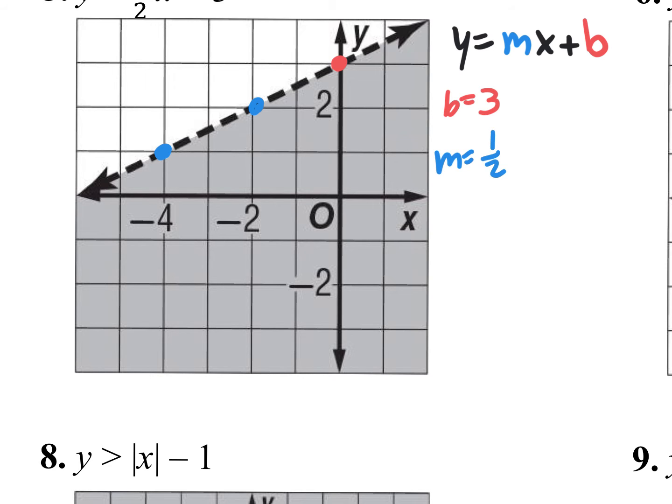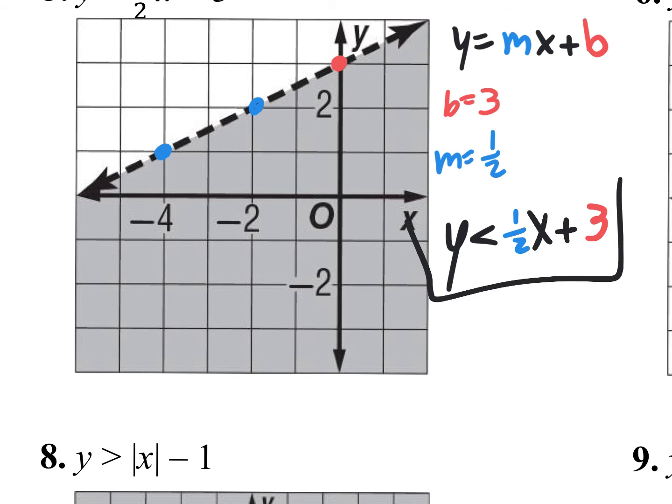So let's write this inequality. y, obviously it's not equals, it's an area. So am I going to write greater than, less than? It's going to be less than, right? Because it's shaded below. And I don't have a solid line, so I do not put a solid line. So that's the shading part. And now the m is 1/2. We have the x and plus b. That's plus the b value of 3. And voila, we worked backwards.